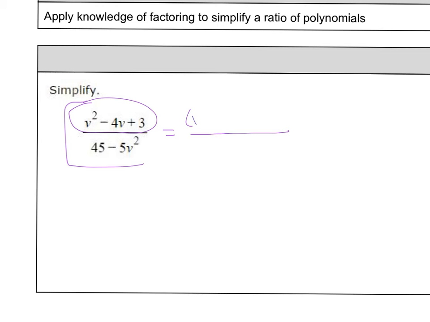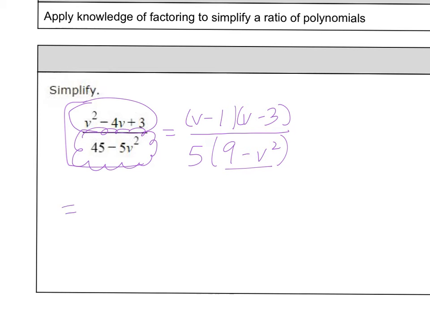I hope you got a v and a v to make a v squared. And then we get a positive 3 but a negative 4, so I'll use a negative 1 and a negative 3. Then for the bottom, I have to factor that. I'm going to start with a common factor of 5, leaving me with 9 minus v squared. And then notice that this is the difference of perfect squares. So now I'm ending up with the numerator being v minus 1, v minus 3, and the denominator having a 5, and this breaks up into 3 plus v, 3 minus v.